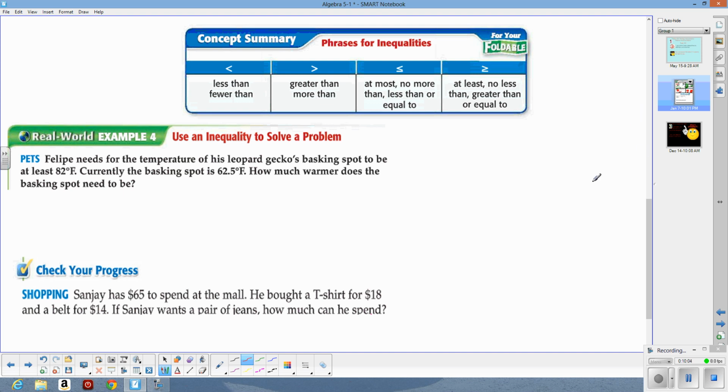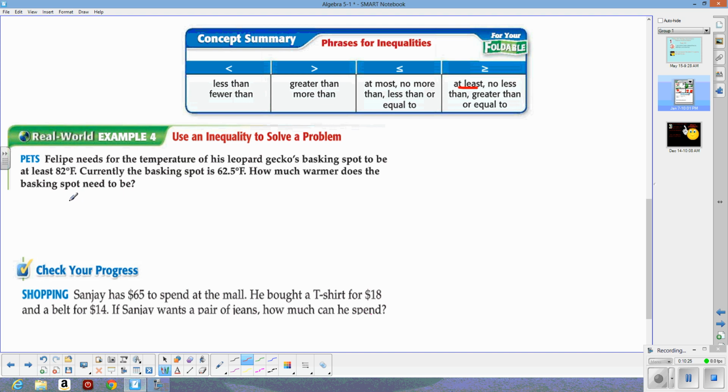It says Felipe needs for the temperature of his leopard gecko's basking spot to be at least 82 degrees. At least 82 degrees. That means it can be 82 degrees or more is what they're looking for. Currently the basking spot is 62.5 degrees Fahrenheit. How much warmer does the basking spot need to be?